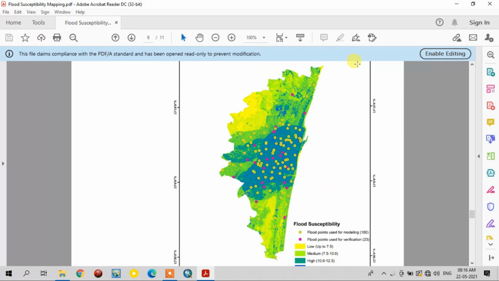Okay, in this way we need to prepare the flood susceptibility zones. The prediction helps the government and mitigation management teams to take proper action before and after the flood events. That's why we have identified the flood susceptible zones for this area.